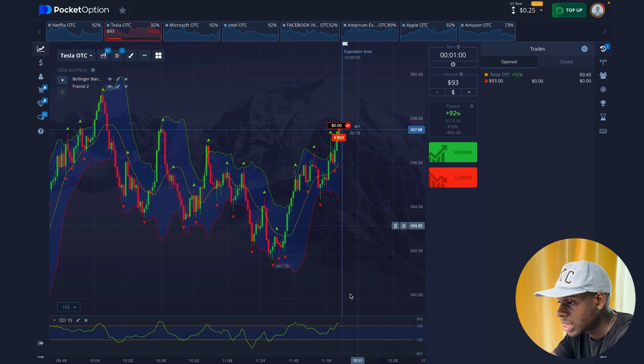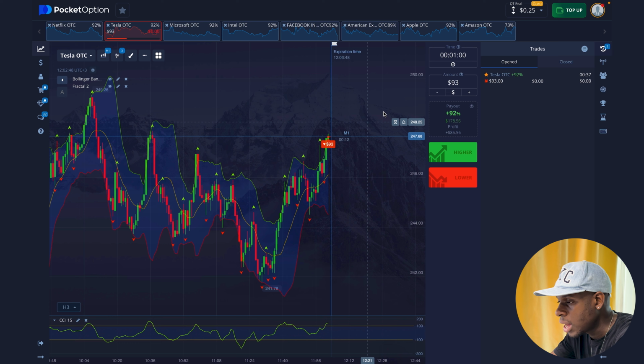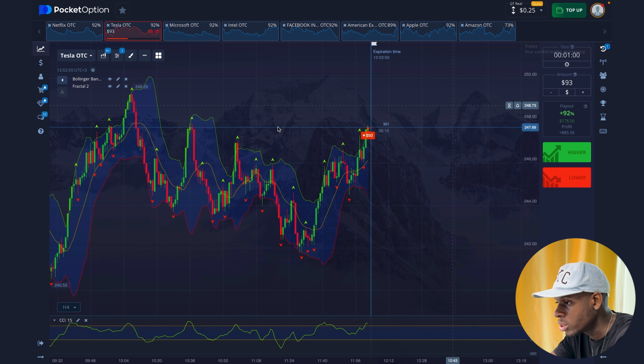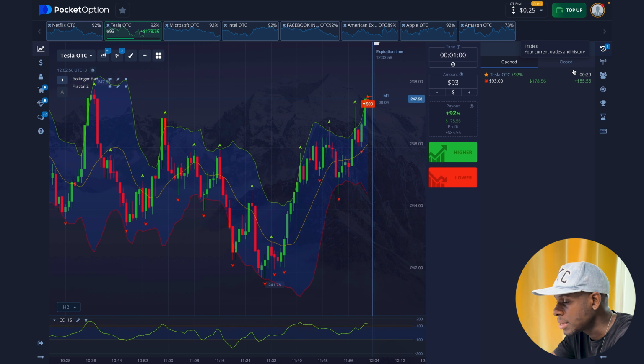We can also see the oscillator is kind of exiting the overbought area. And we have a decent touch on the upper limit of the Bollinger Bands. So we should get a decent move downwards, guys.